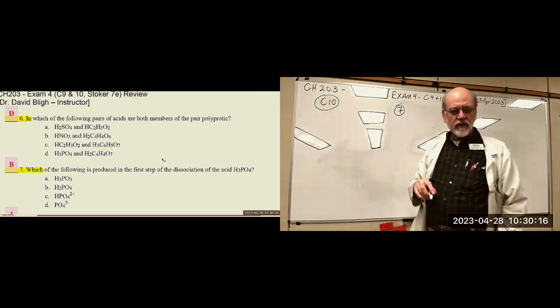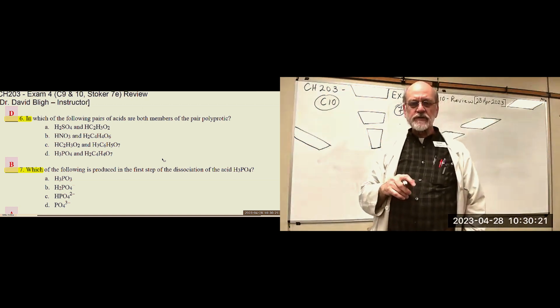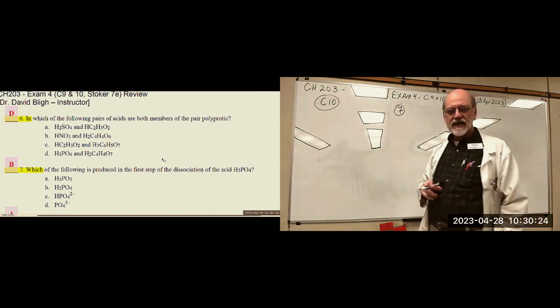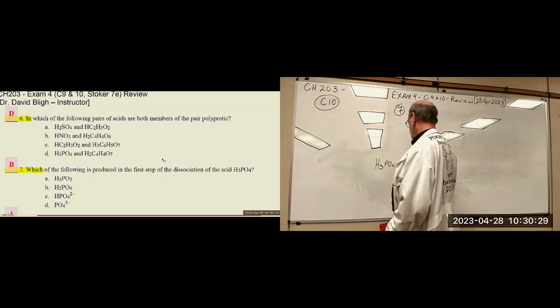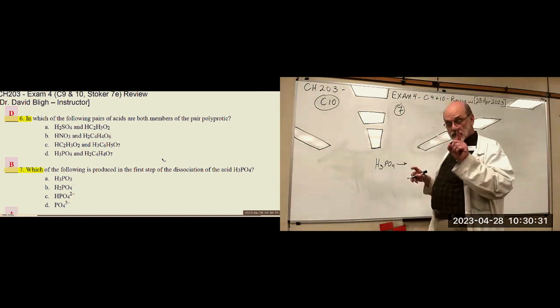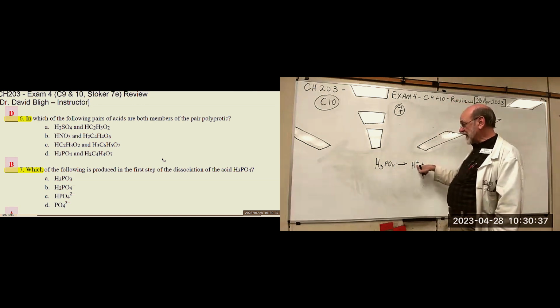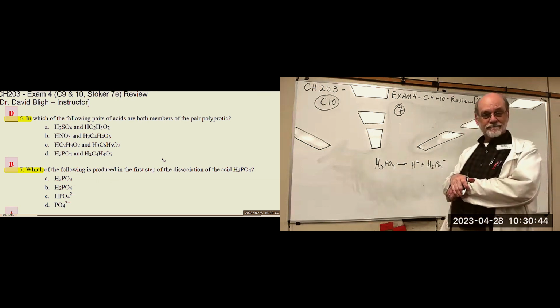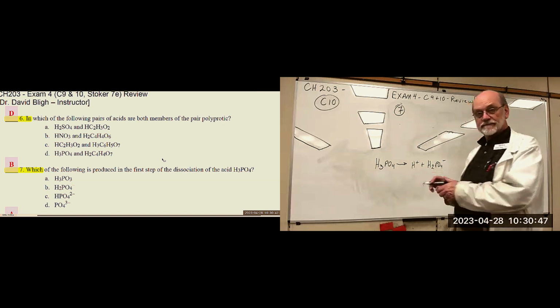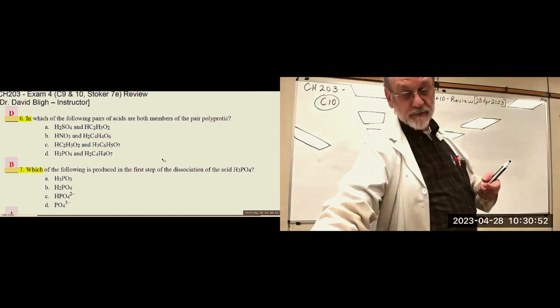Seven. Which of the following is produced in the first step of the dissociation of H3PO4? H3PO4 would produce, remember, 1 proton at a time. What's left over? Well, we left a negative behind. So whatever's left behind must have a negative charge. So B is the answer. That's the conjugate base of phosphoric acid.